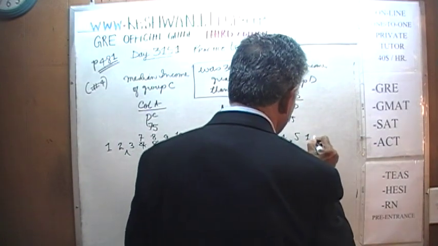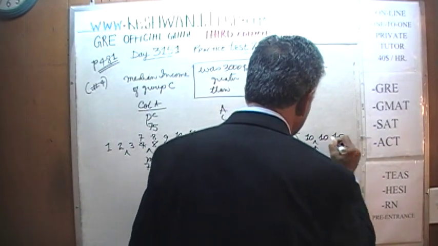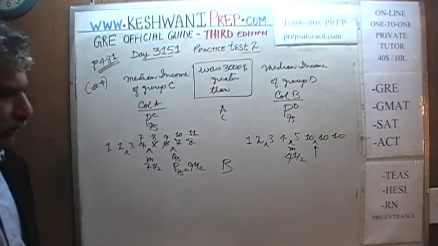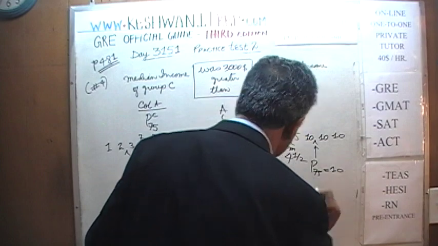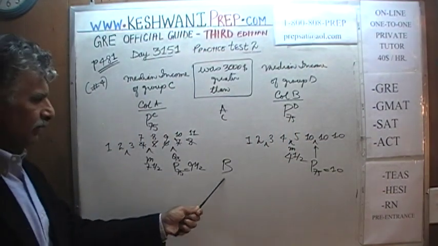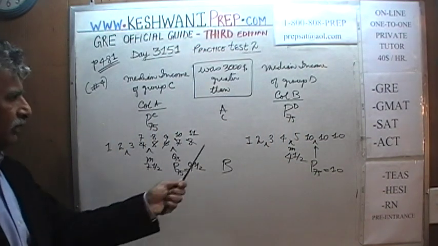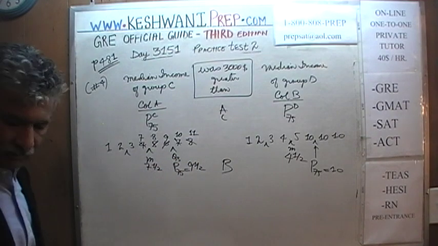Let's make it easier. Let's make it simpler. Okay? Let's not be silly. There we go. So now the 75th percentile is 10. Here it is 9.5. Now the answer is B. Before the answer was A, then the answer was C.